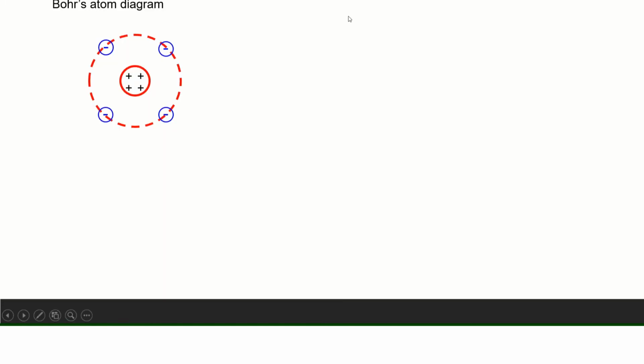Oh, sorry. Okay, so we assume that this is the original Bohr atom diagram, in the condition where there is no electrostatic field applied to this structure. It looks like this, where the electron is orbiting the nucleus, and the nucleus contains positive charges.